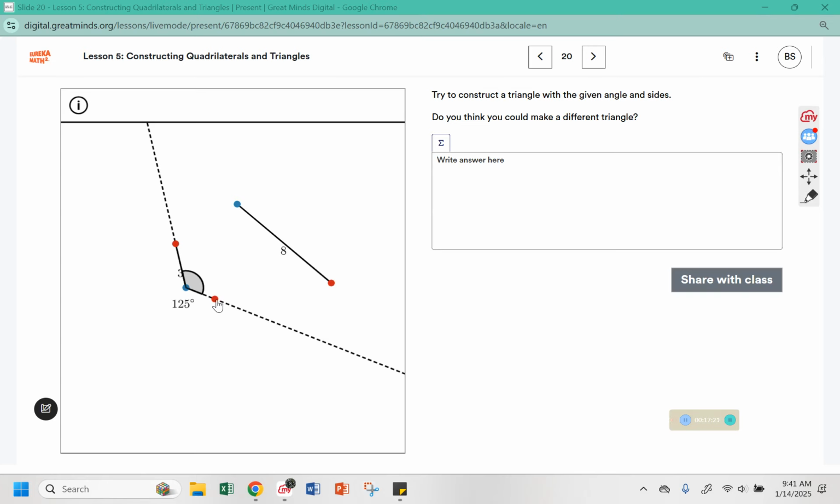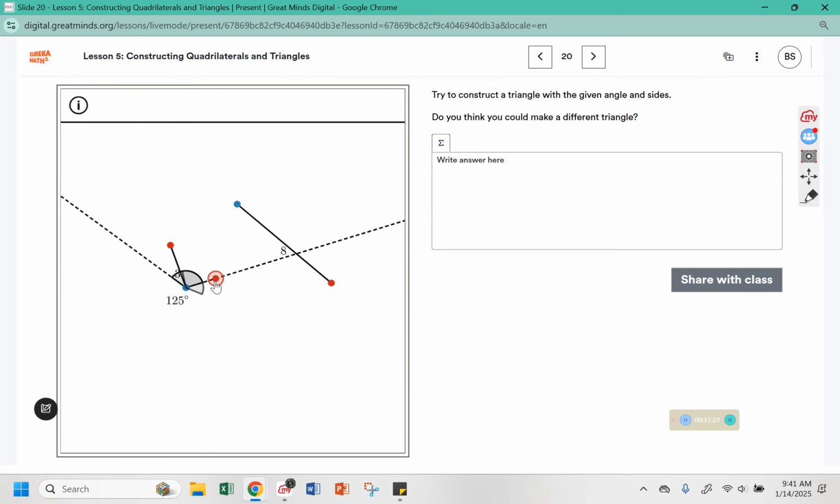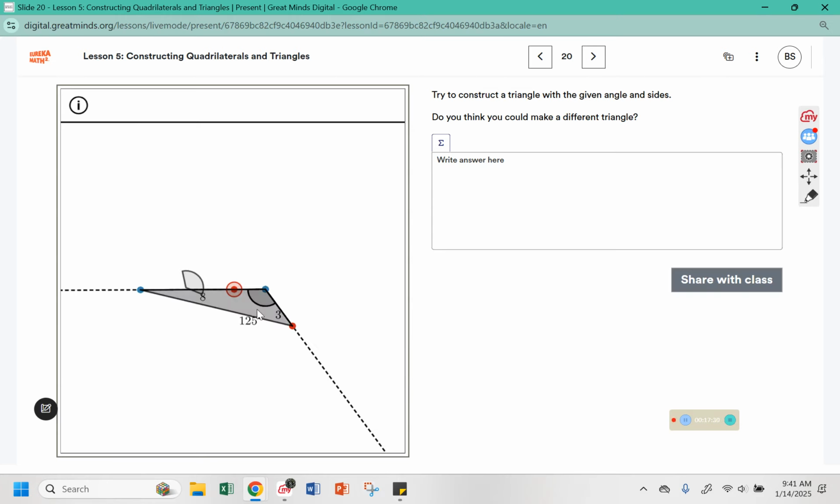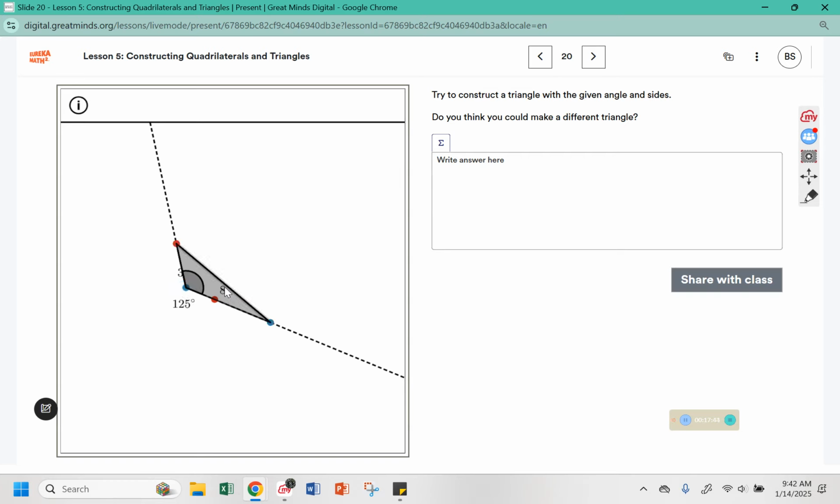Oh wait, I see, this is not a side, that's just indicating where the angle should be. Okay, so line that up there on the angle. And I am able to create one. There we go. And then let's see if I can rearrange it. It's just changing the position of that side. It's moving the triangle to a rotated version, but it still shows the same triangle.